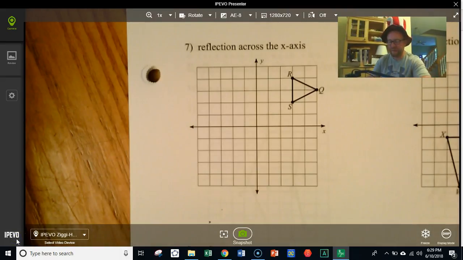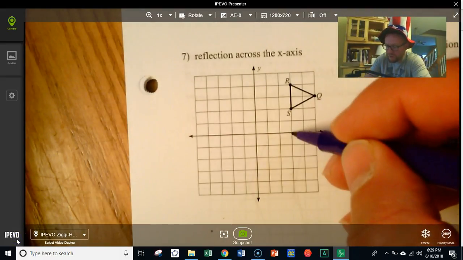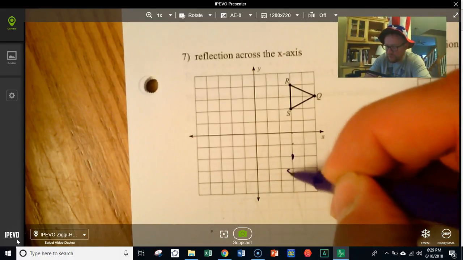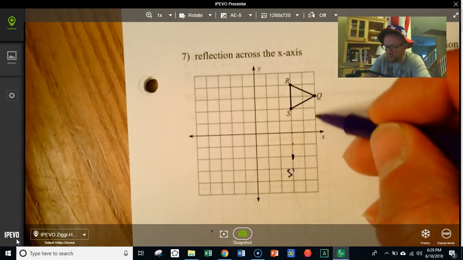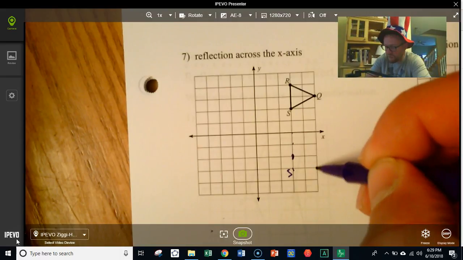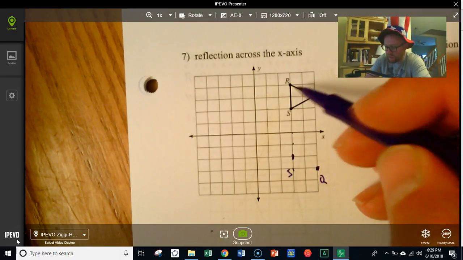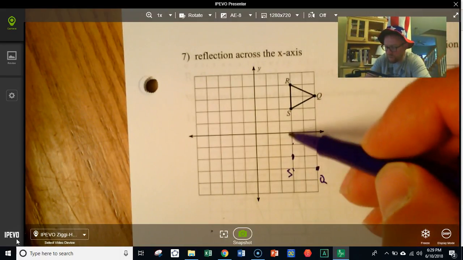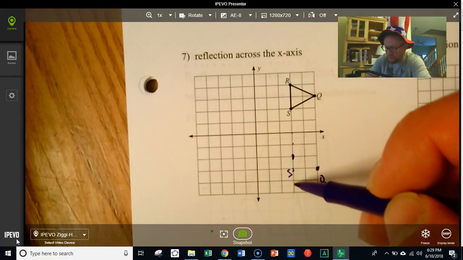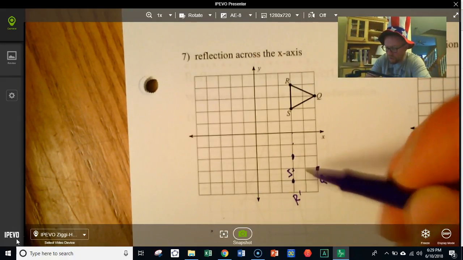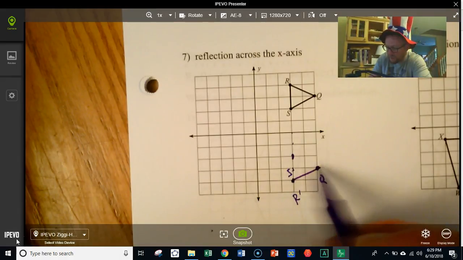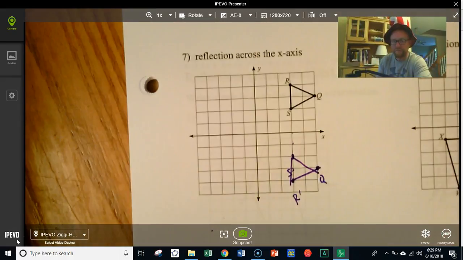Let's see. X-axis, 1, 2, 1, 2. S prime. Q, 1, 2, 3, 1, 2, 3. Q prime. R, 1, 2, 3, 4, 1, 2, 3, 4. R prime. Connect, connect, connect. Okay, next.